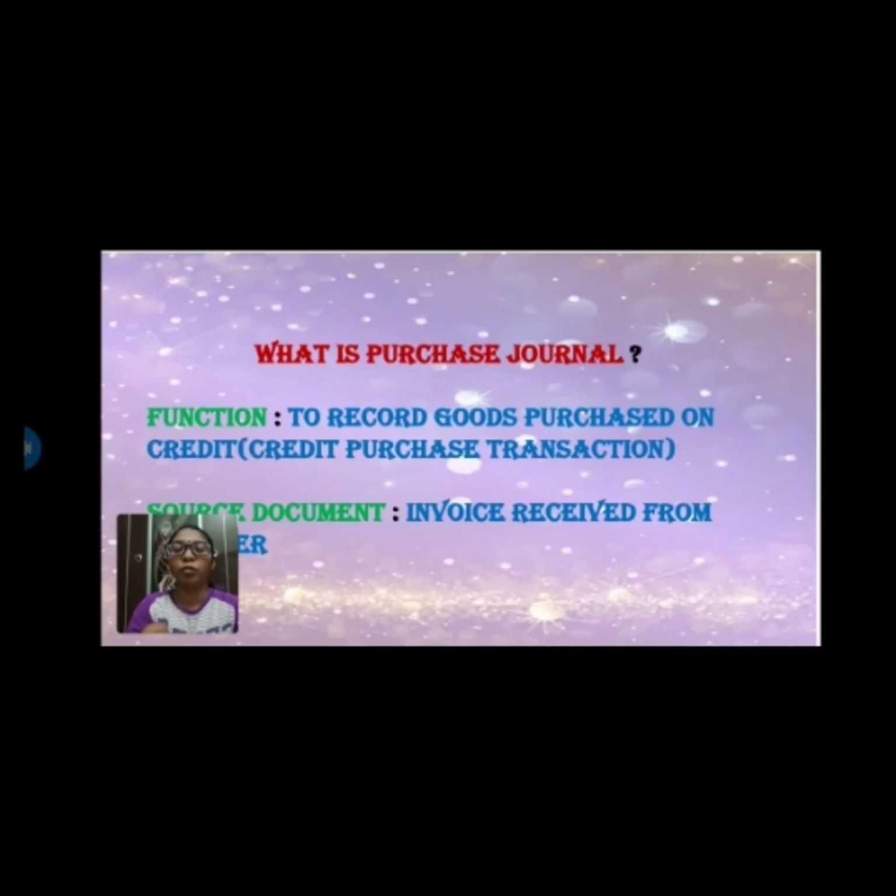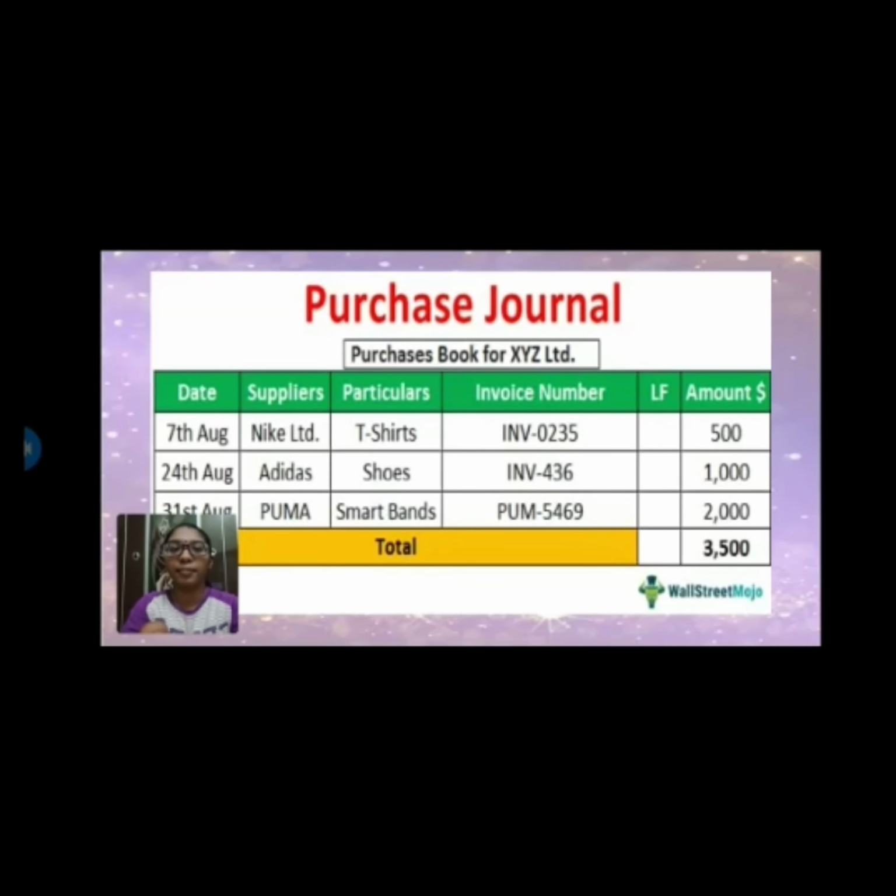Firstly, I want to discuss about purchase journal. What is purchase journal? Function of the purchase journal is to record goods purchased on credit, credit purchase transaction. Source document of the purchase journal is invoice received from seller. This is example of purchase journal.